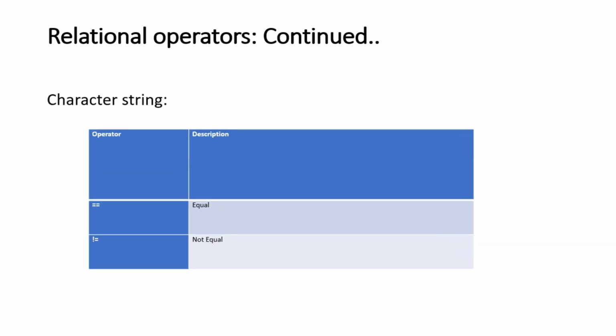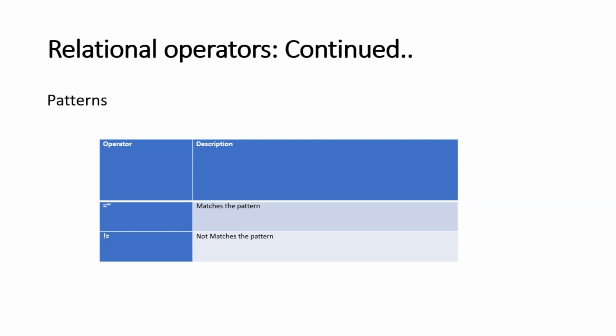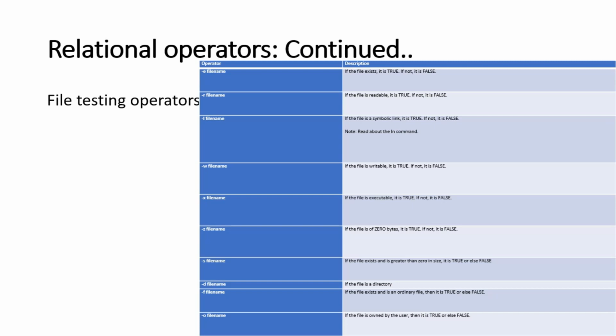We continue with relational operators. The operators that act upon character strings are equal to and not equal to. The operators that act on patterns are tilde, which means matches the pattern, and exclamation mark equal to, which means does not match the pattern.